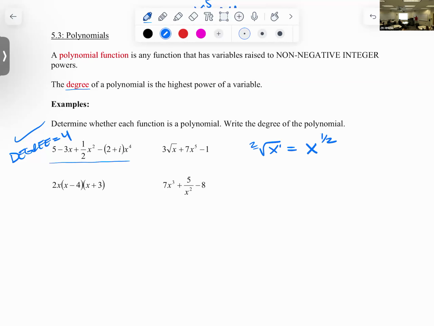So, does that mean if this is x to the 1/2 power, is that a non-negative integer? Yes. It's definitely non-negative because 1/2 is positive. But isn't an integer a whole number? An integer is 1, 2, 3. Technically, integers are negatives and positives, but we're specifically identifying non-negative, which means this has to be a positive or zero whole number, which means this is not a polynomial.